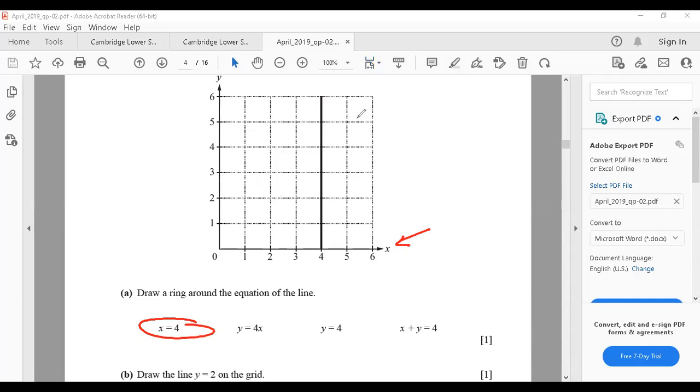Okay. He asked me to draw the line y equals 2. So I only have to intersect y at the point 2. Intersecting y at the point 2, it will be like this. You understand this part? And we can write y equals 2. Fine.